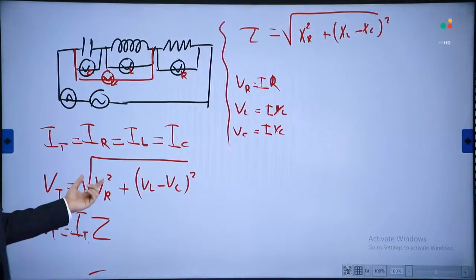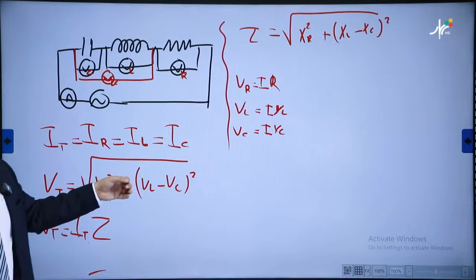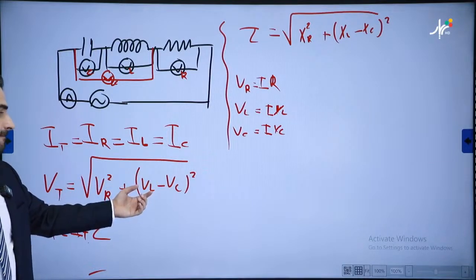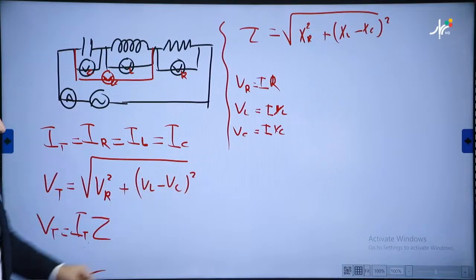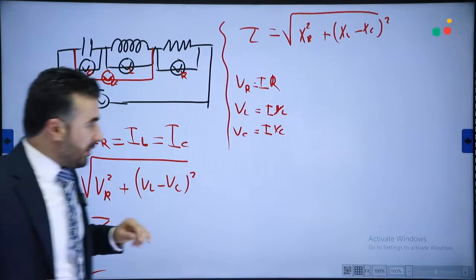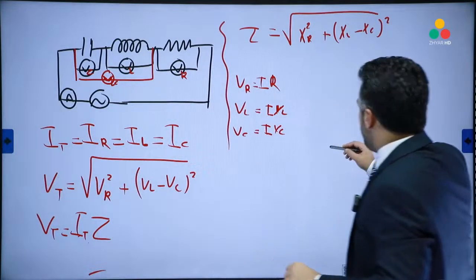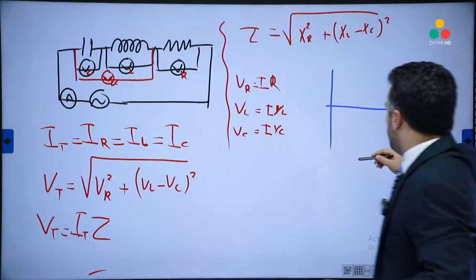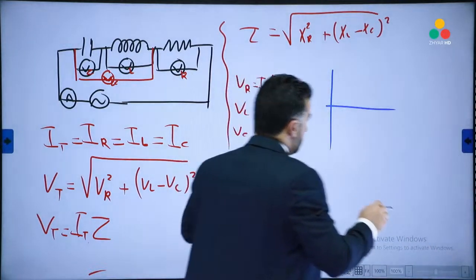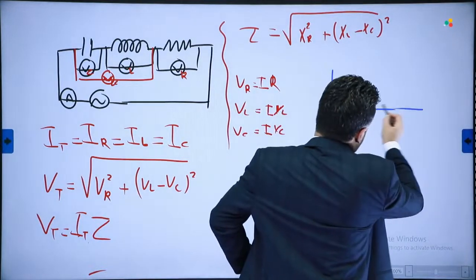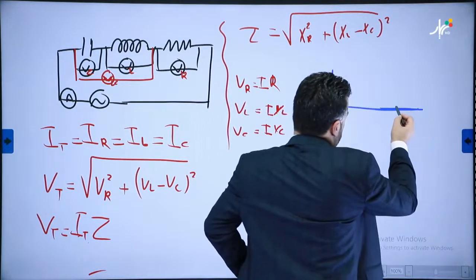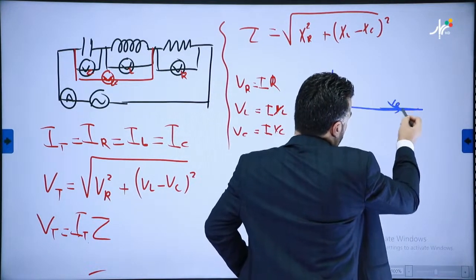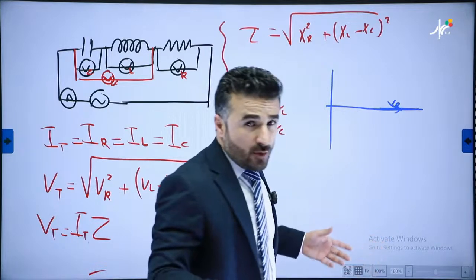Now let's talk about why we use VR squared, and then these two are subtracted and both of them are squared. We've learned before about the phase angle difference between all of this. Let's say this is VR, the voltage over the resistor. Let's take each component at a time.